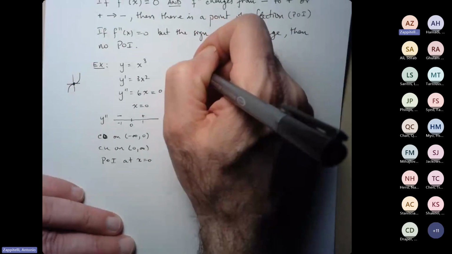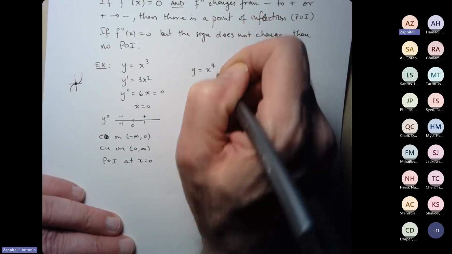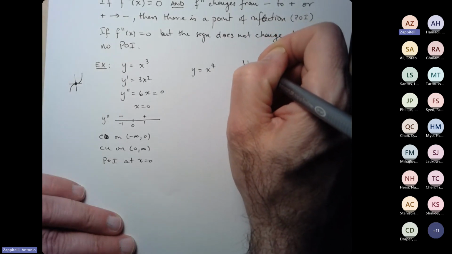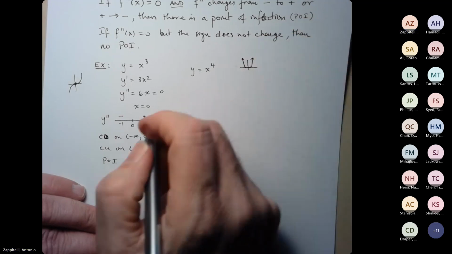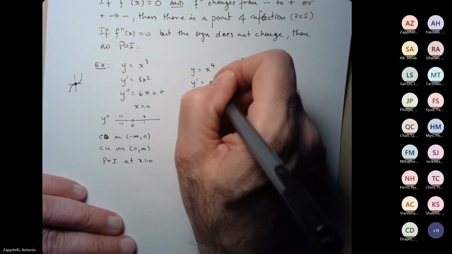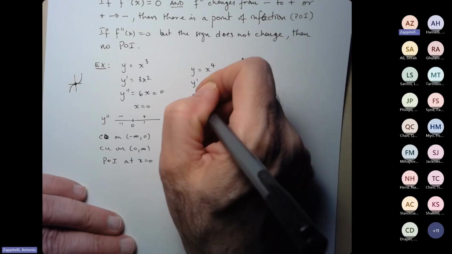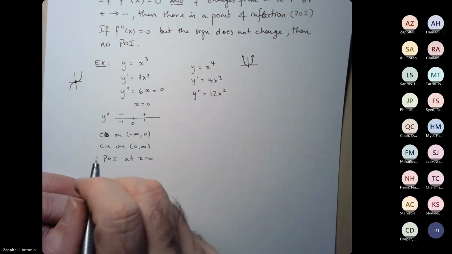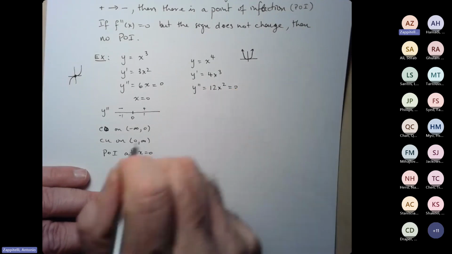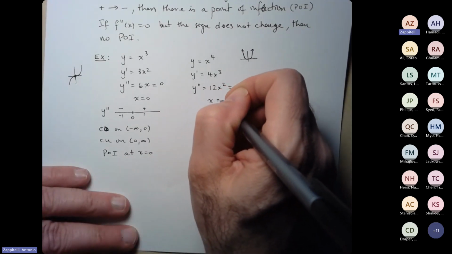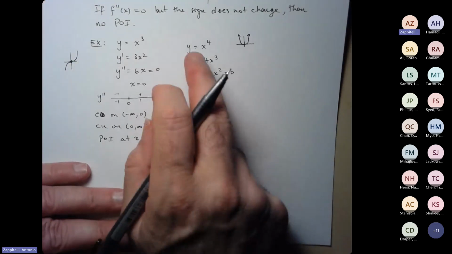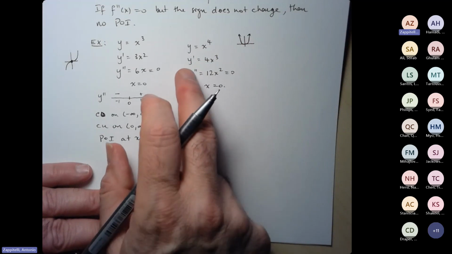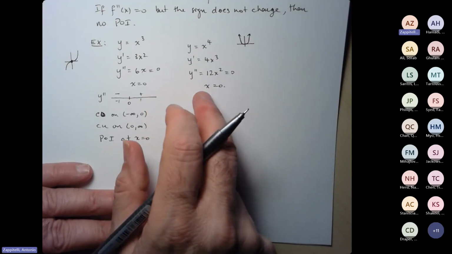But now let's take a look at x to the 4th. Now again, I already know what x to the 4th looks like. Kind of looks like a flattened parabola, right? So let's find the derivative, 4x cubed. Then let's find the second derivative, 12x squared. And where is the second derivative equal to 0? Hey, again, at x equals 0. Now, if I was just doing this without knowing the graph, I would say, maybe there's a point of inflection at x equals 0.